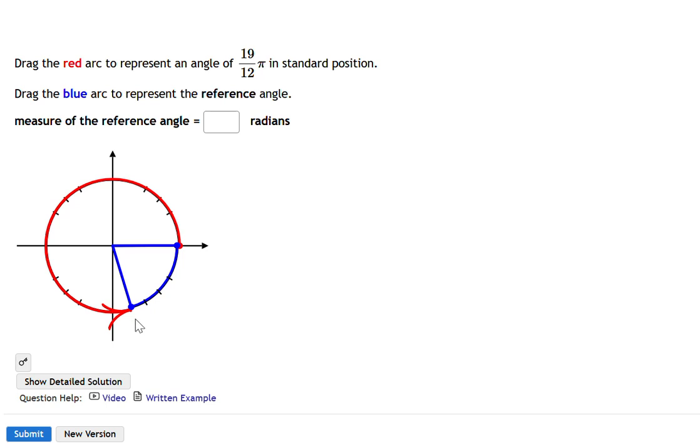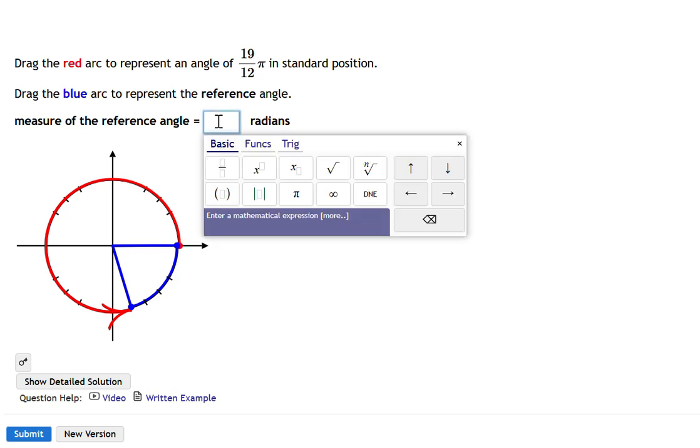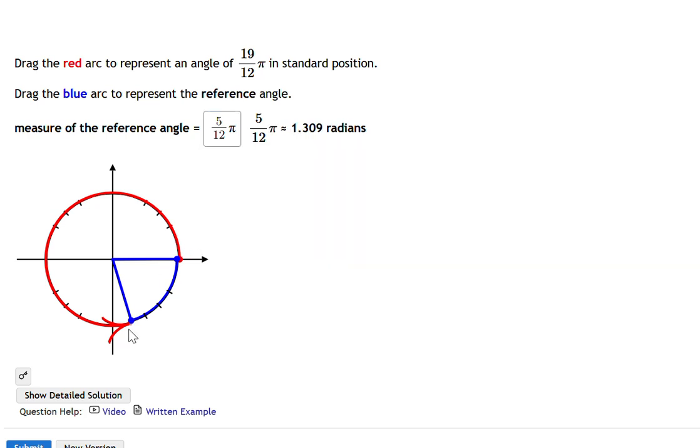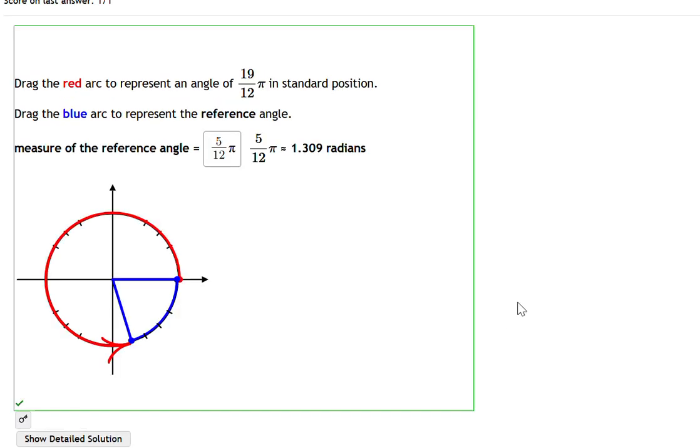And if I wanted to count where it goes, I'm at 7 pi over 12, coming back to this, so I have 1, 2, 3, 4, 5 pi over 12 left to get back to the x-axis. So 5 over 12 times pi, that's going to be my reference angle because I can count 1/12, 2/12, 3/12, 4/12. 5/12 is the rotation to get back to that x-axis. Once again, I can check my answer to verify that that is correct.